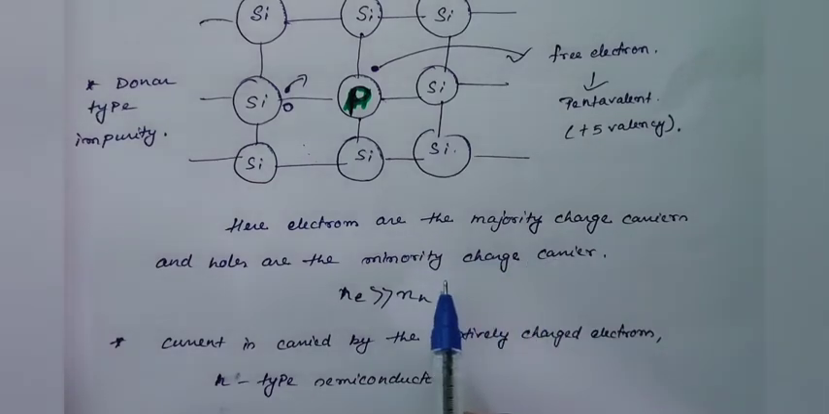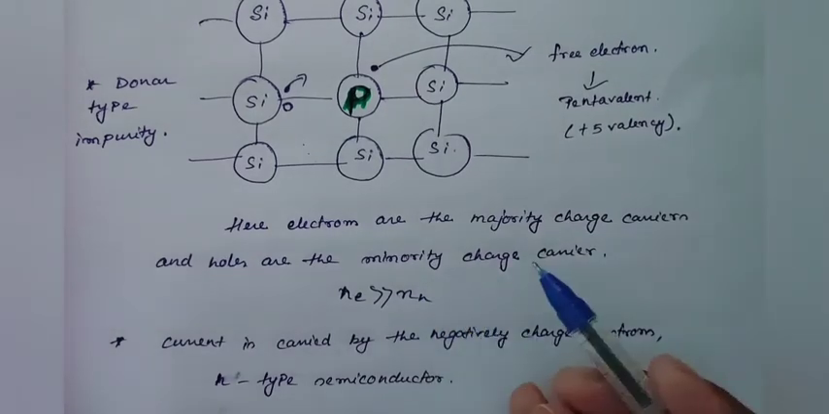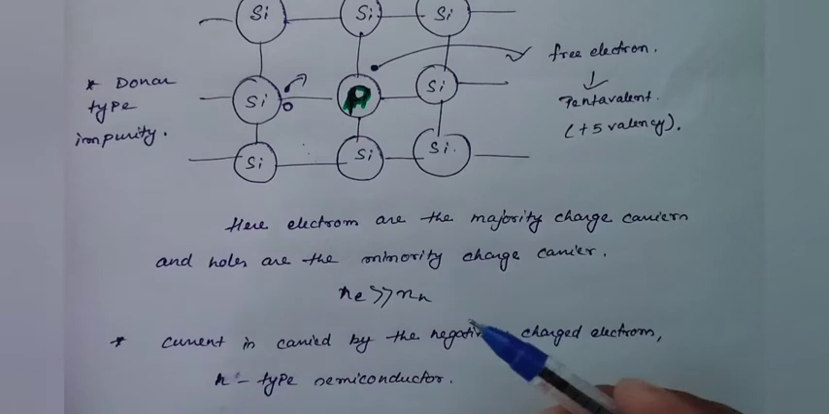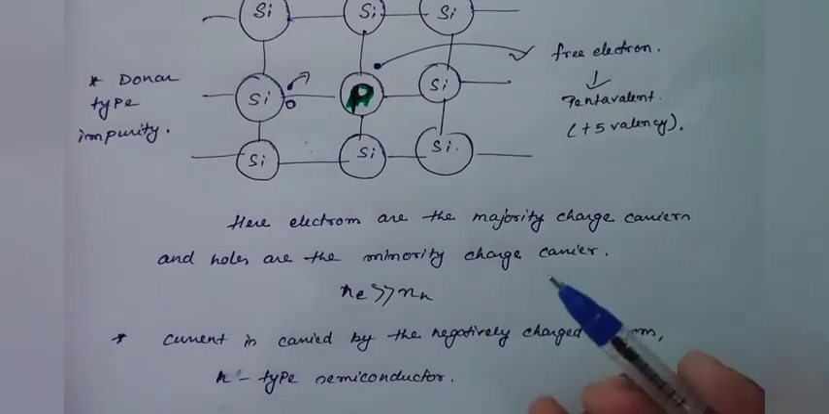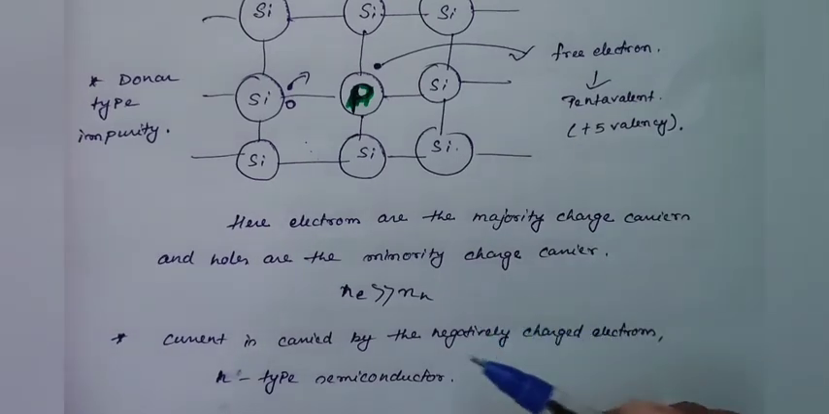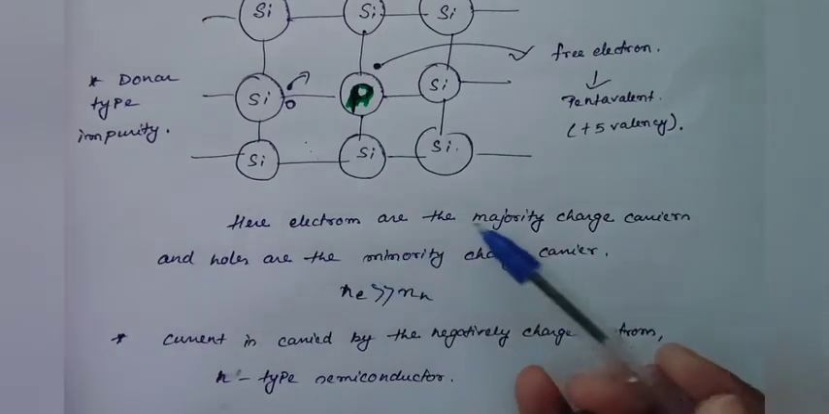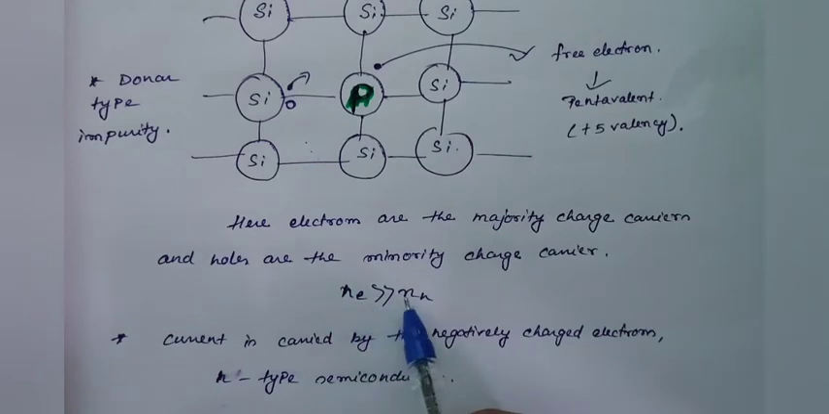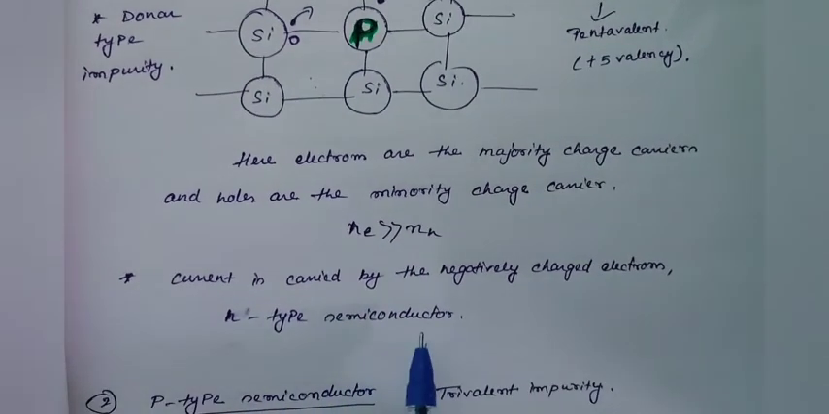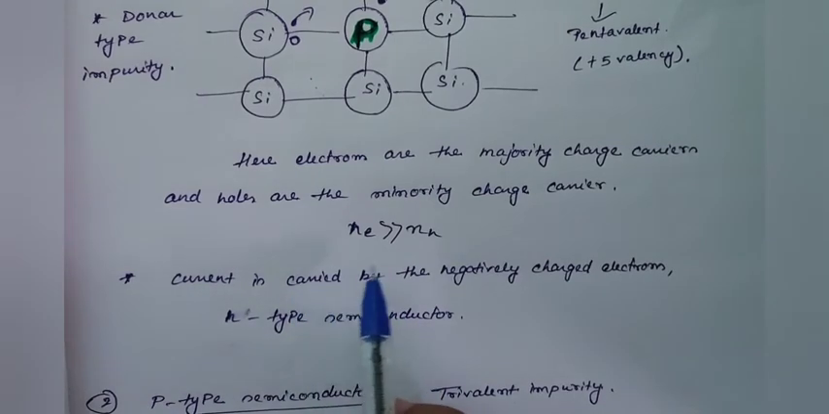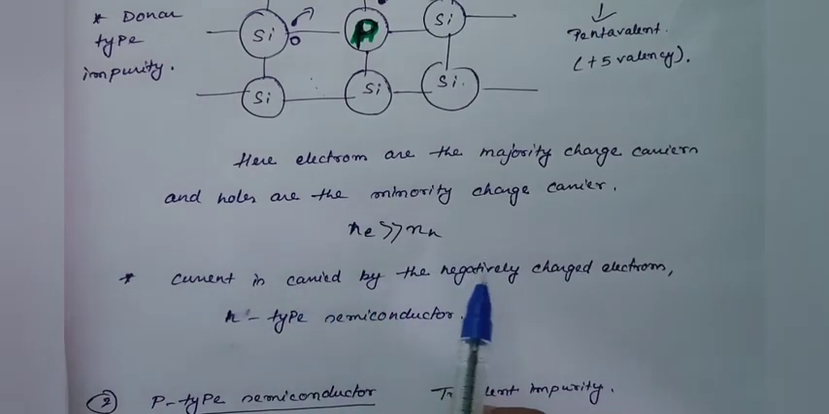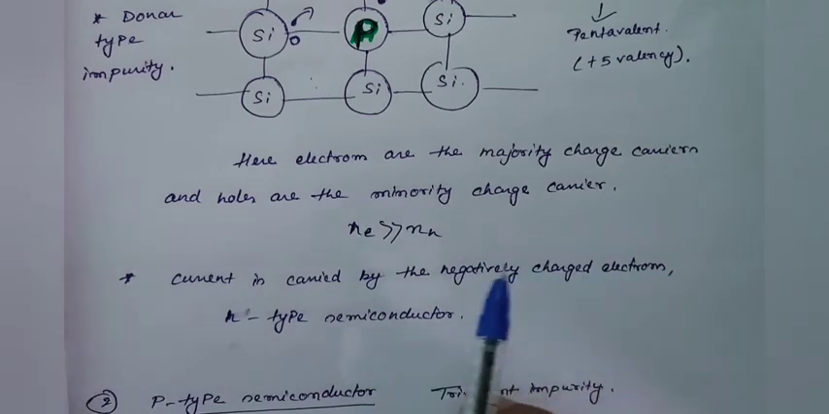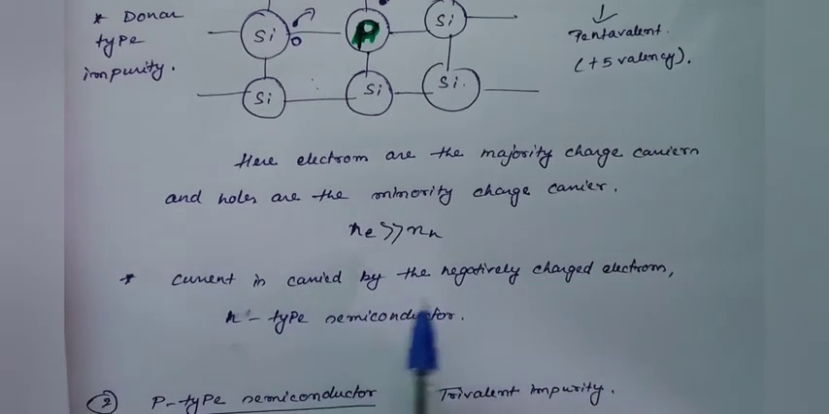Here electrons are due to the impurity and the temperature, and holes are due to the temperature only. So that's why electrons are the majority carriers. See, Ne is very much greater than NH. Why is it called N-type semiconductor? Because here the current is carried by the negatively charged electrons. That's why it is called N-type semiconductor.